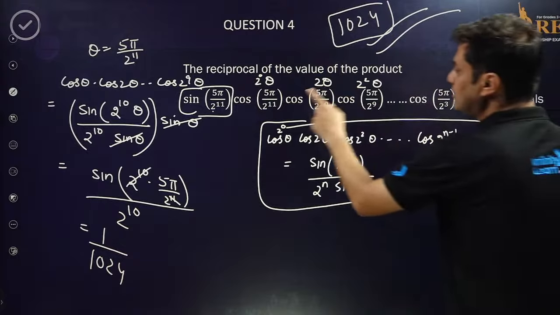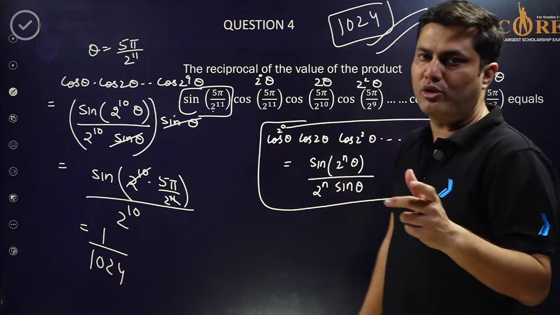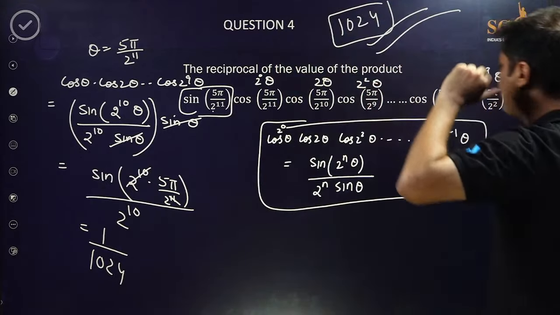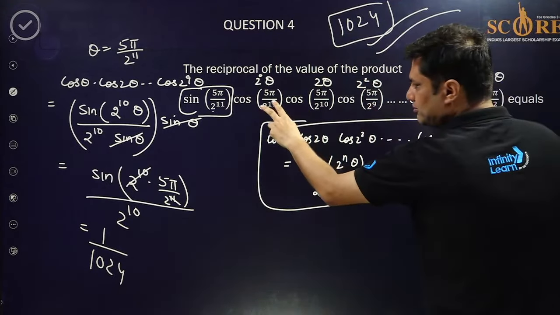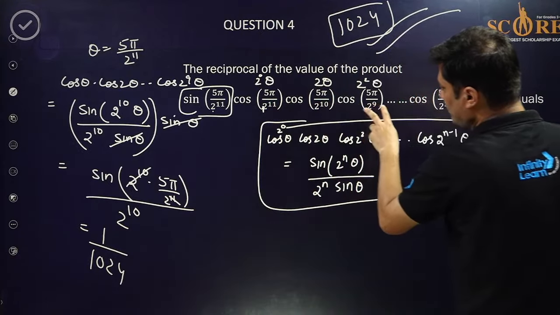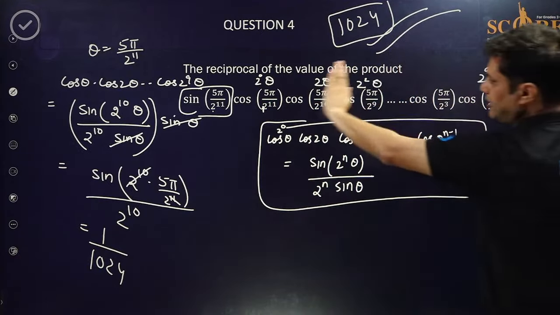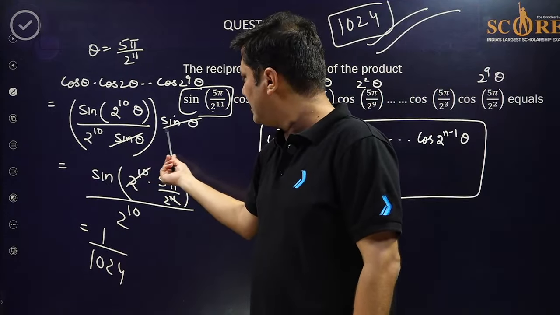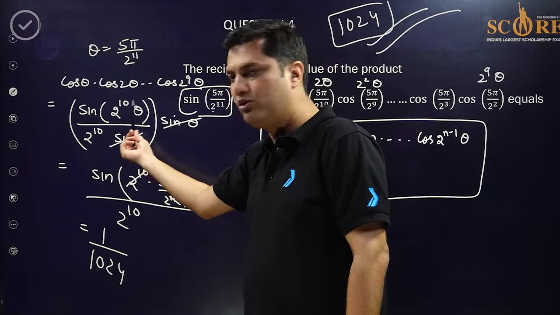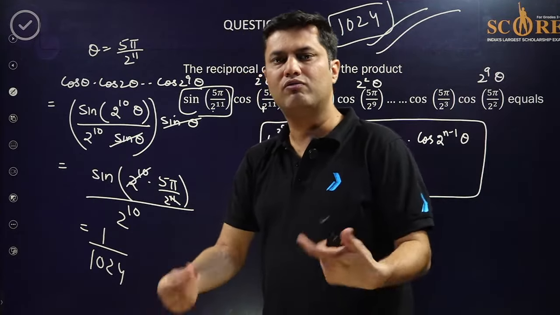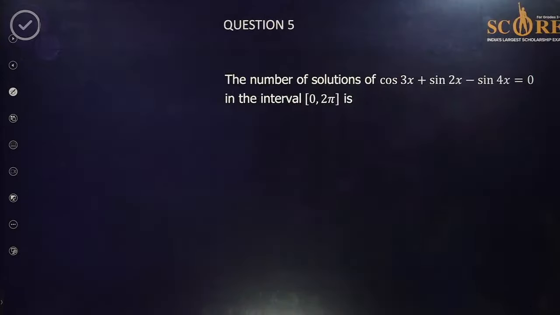Okay, so this is a GP series, geometric progression in theta: theta, 2 theta, 4 theta, 8 theta, 16 theta, up to 2 to the power n minus 1 theta. So you have to identify this. This is theta, obviously this is 2 into theta, this is 2 square, up to 2 to the power 9. Total 10 terms, so this is a 10 term formula. This sine will get cancelled out and this is 5 pi by 2, which is 1 only, so 1 upon 1024, the reciprocal is 1024.